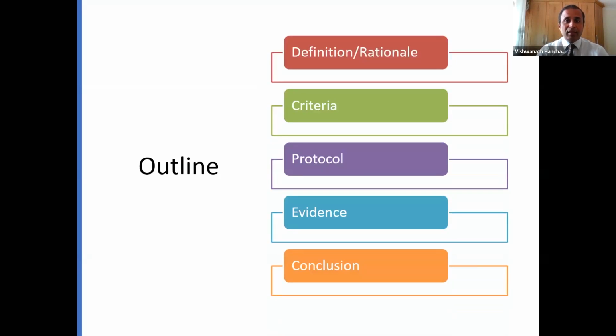In the outline of my talk, I will just go through the definition. There is sometimes a bit of controversy and a fine line between active surveillance and watchful wait, so I'll just briefly talk about that. What's the rationale behind these presentations? What are the criteria we use for active surveillance, the standard protocols currently available, and the evidence, and end with conclusion.